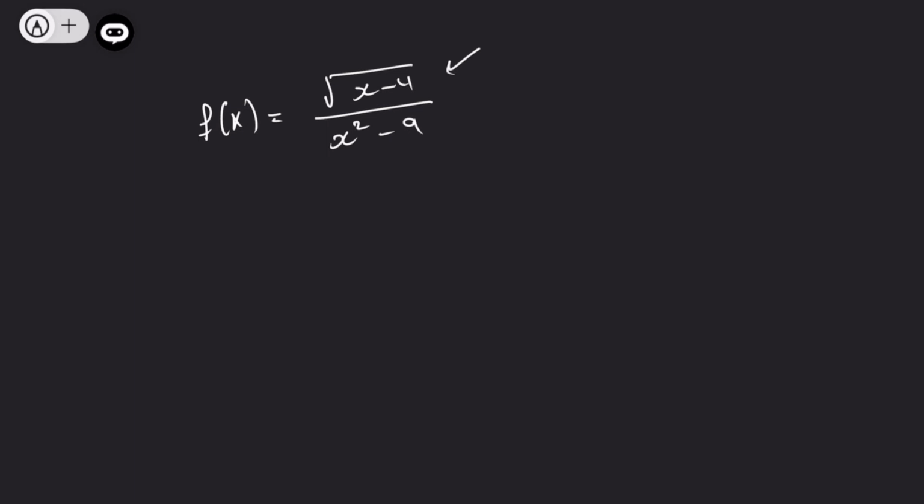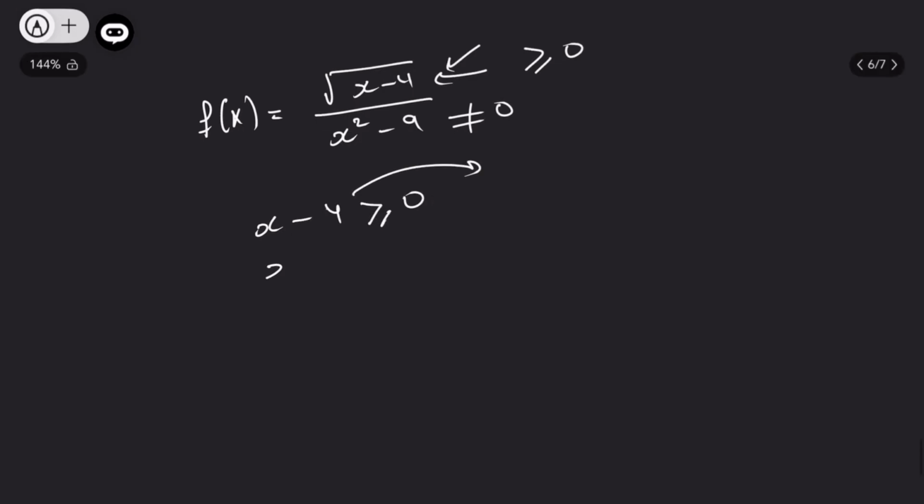We have two conditions, and we talked about them already. First, what is under the root, or inside the square root, must be bigger or equal to 0. And for the denominator, we said it must not be equal to 0. So let's start with the first one. We are going to say x minus 4 bigger or equal to 0. To solve it, shift to the other side, x bigger or equal to what? To 4. Understood? So this is the first one.